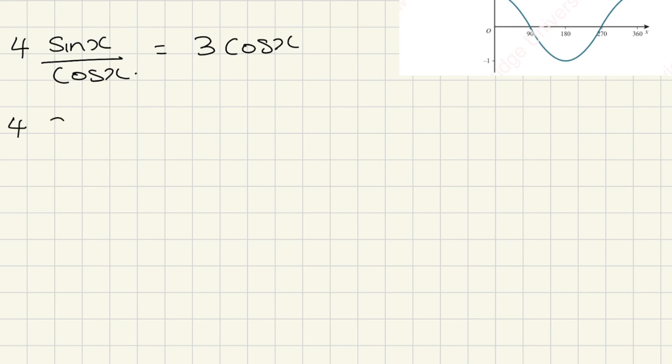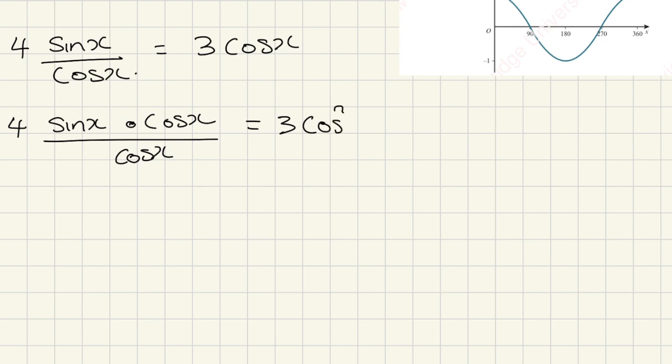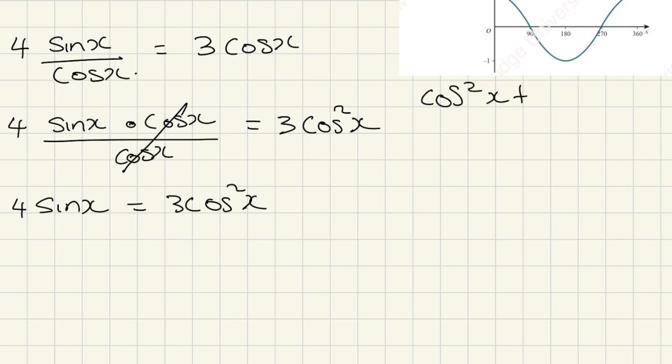So that's going to be 4 sine x multiplied by cos x all divided by cos x, and this is 3 cos squared x. And this cancels out, and then you're left with 4 sine x is equal to 3 cos squared x. And we know that cos squared x plus sine squared x is equal to 1.